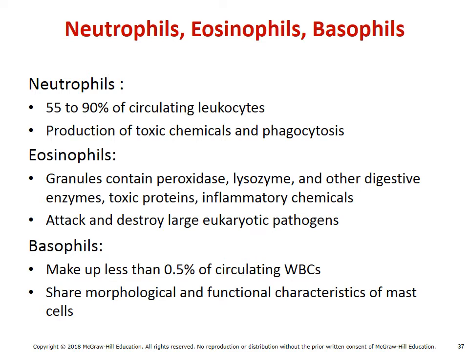Basophils, again, are also very rare, so we see them being around 0.5% of circulating white blood cells, and ultimately they're going to be very similar to mast cells and help control things like inflammation.